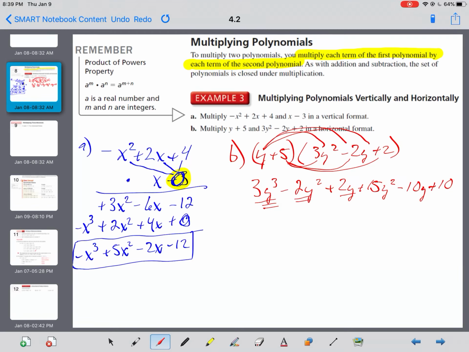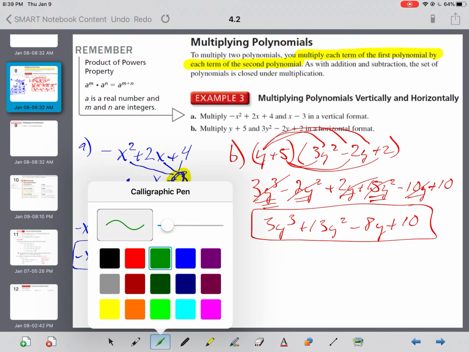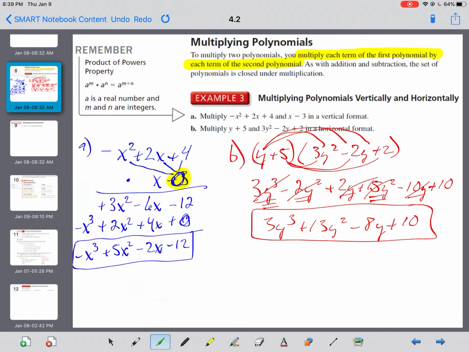3 of them, 2, 1, 2, 1. So 3y cubed. Negative 2y squared and 15y squared is positive 13y squared. 2y and negative 10y is negative 8y. And then the 10 carries down. There's your answer. We also looked at one other way that I will show you, and that was the box.